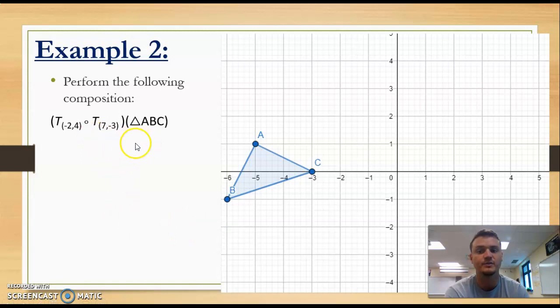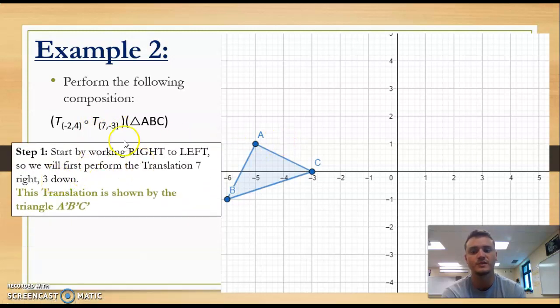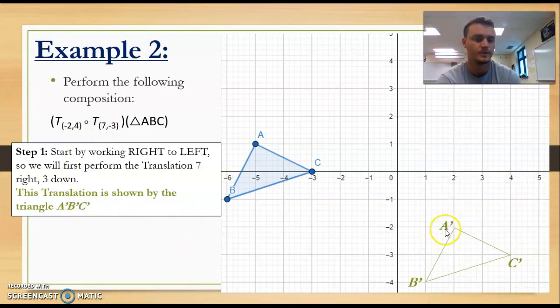All right, example 2. We're just going to go through this one again. Example 2, we are working right to left. So we would do the translation, 7 to the right, 3 down first. That's the first step. We start by working right to left, perform the translation 7 right, 3 down, and we'll get the new triangle to the right down here. The green triangle. Again, you move every single point 7 and then down 3.